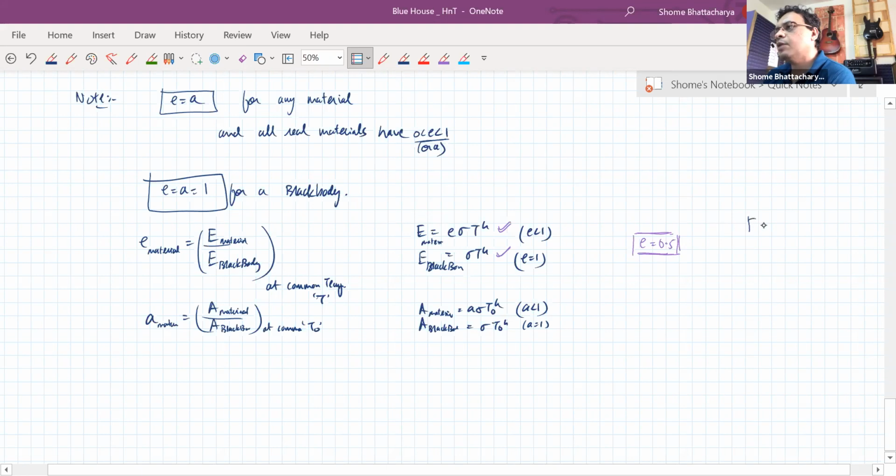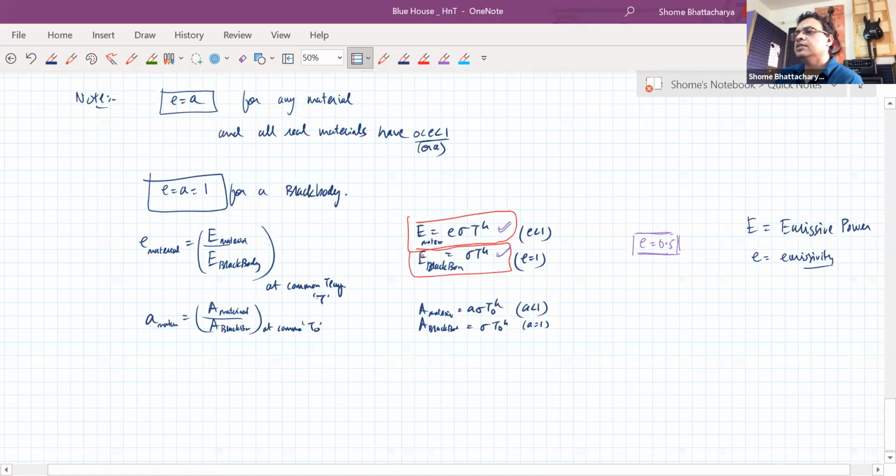Yes, but capital E is emissive power. Emissive power is power emitted per unit area, whereas emissivity is a material property. It is dimensionless. That's true. But then we are calculating E of material equals that ratio. It is not just a formula, that's a ratio. It's the emissive power of that material, which is now given by this formula, divided by the emissive power of a black body if the black body is kept at the same temperature as the material is kept.